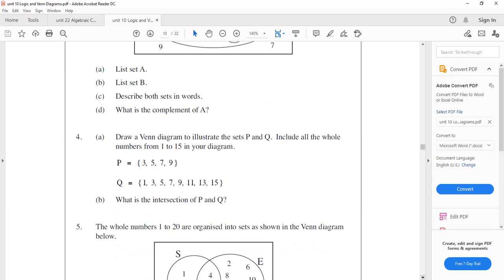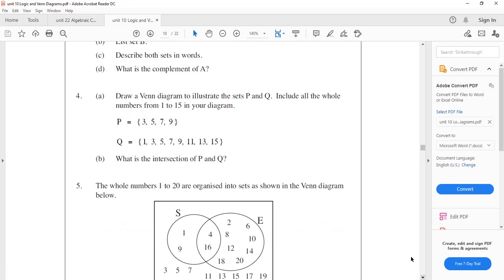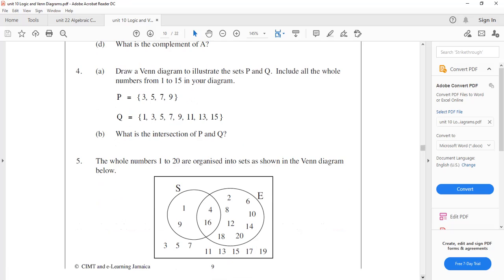This one says draw a Venn diagram to illustrate sets P and Q, and include all the whole numbers from 1 to 15 in your diagram. So I think that's something that you could do easily. The diagram is going to be filled with numbers, and that is no problem. That is something that we could do easily, right? Yeah, you can do that one and let me know.